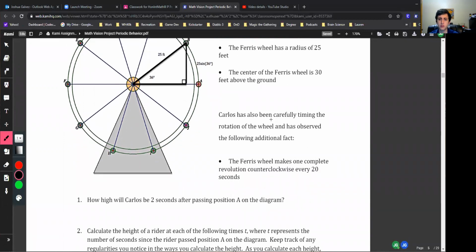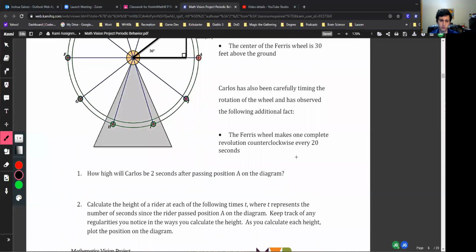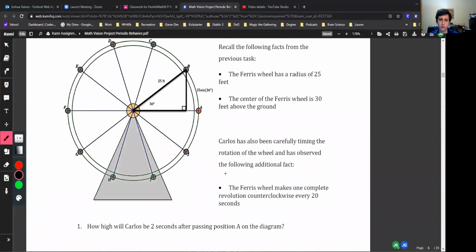It says, Carlos has also been carefully timing the rotation of the wheel. This is important. And has observed the following fact. The Ferris wheel makes one complete revolution counterclockwise every 20 seconds. So the wheel is rotating this way, and it's going all the way around every 20 seconds. So we can express that in terms of degrees per second, but we'll do that in a second here. It says, how high will Carlos be 2 seconds after passing position A on the diagram?